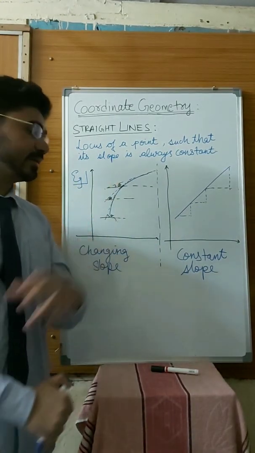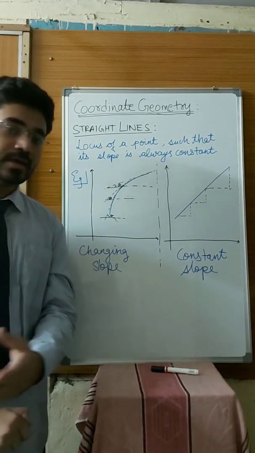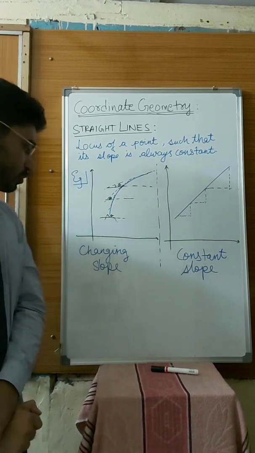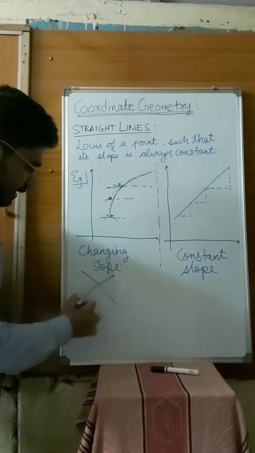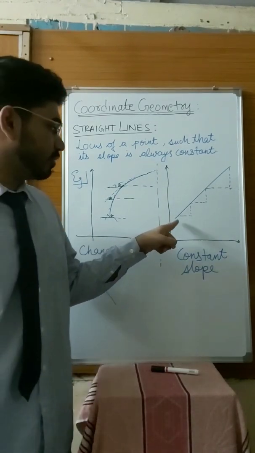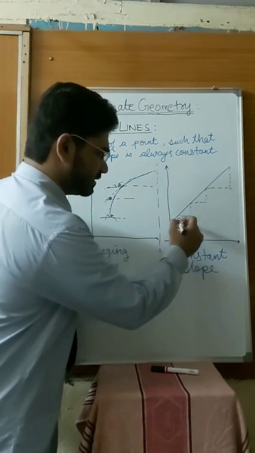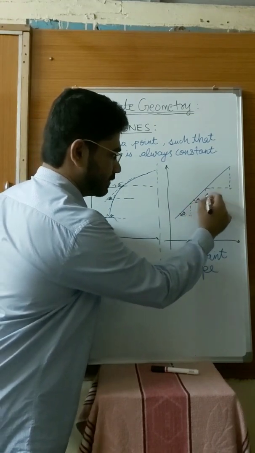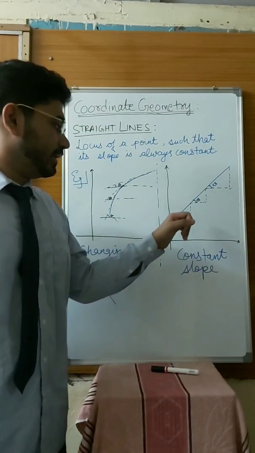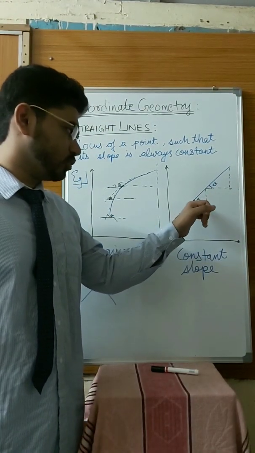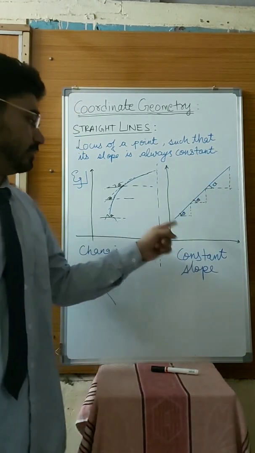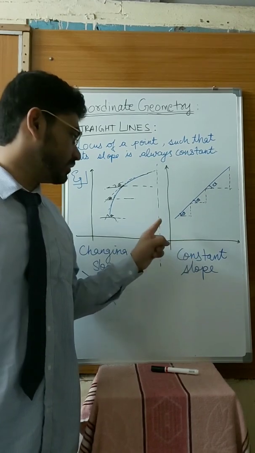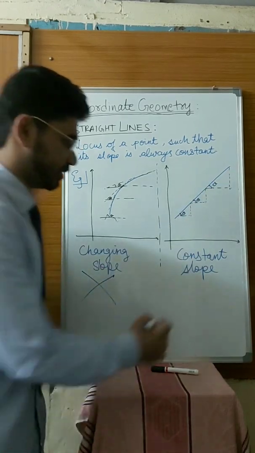And just now we defined that a straight line is the locus of a point such that its slope remains constant, so we conclude that this is not a straight line. And similarly, in this example, I have drawn a curve like this, and I can see that this theta and this theta are all same. That means the slope at this point is equal to slope at this point is equal to slope at this point. So here the slope remains constant throughout the curve. Hence, we can say that this is a straight line.